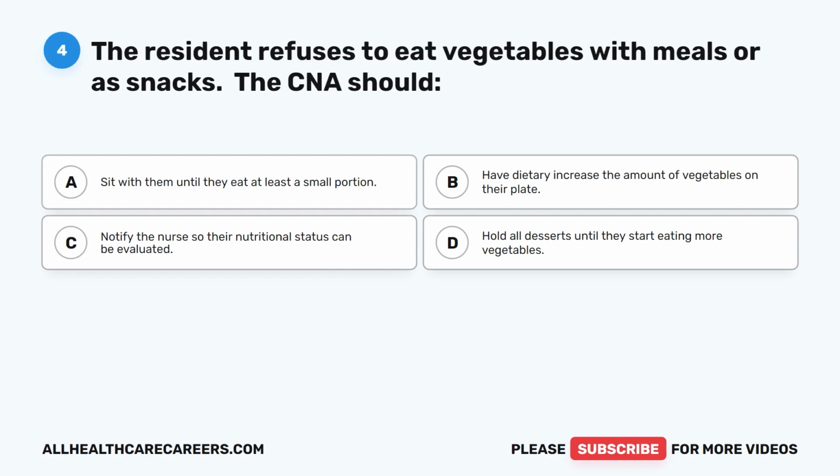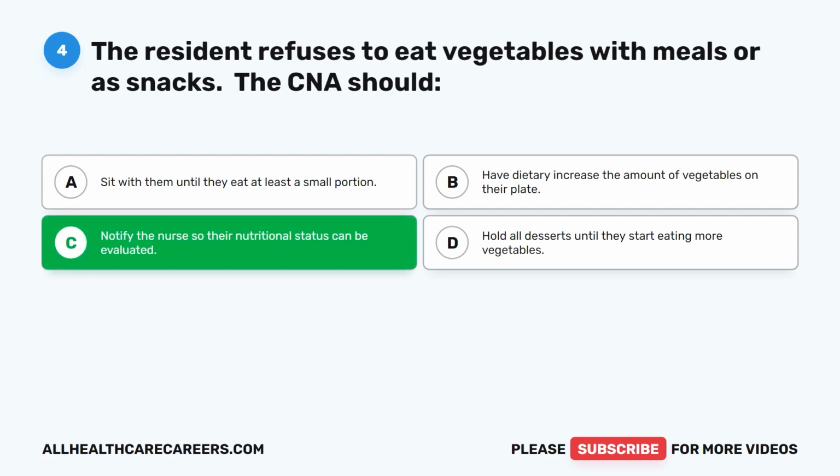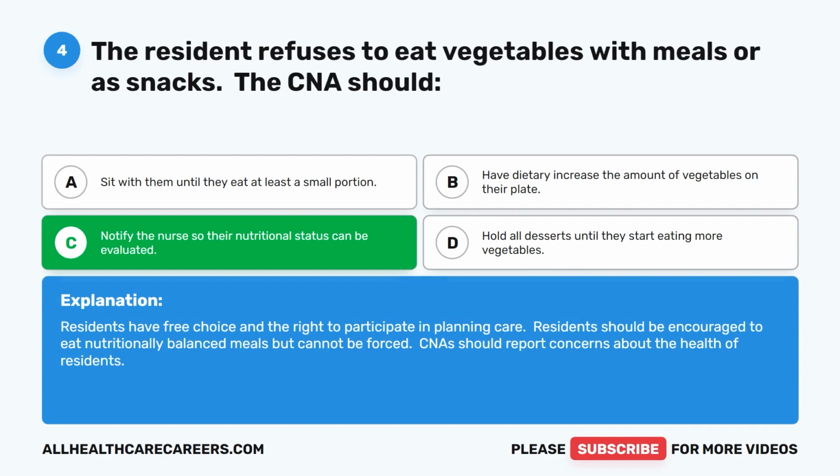The correct answer is C. Notify the nurse so their nutritional status can be evaluated. Residents have free choice and the right to participate in planning care. Residents should be encouraged to eat nutritionally balanced meals but cannot be forced. CNA should report concerns about the health of residents.